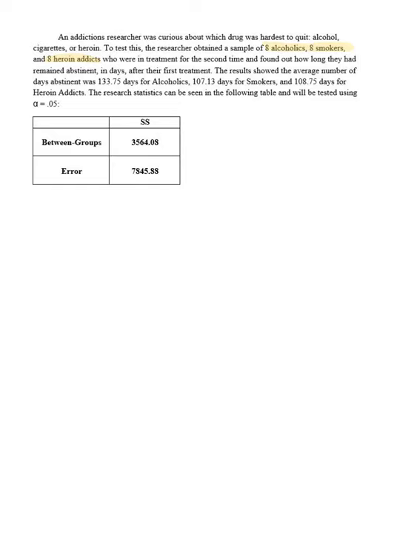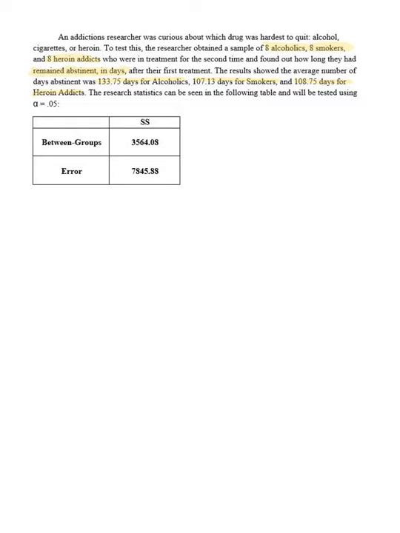Now they also give us some other important information. They were looking at how long they had remained abstinent. So that's basically our dependent variable, the number of days abstinent after their first treatment. Then they also talk about averages. The results showed the average number of days abstinent was 133.75 for alcoholics, 107.13 days for smokers, and 108.75 days for heroin addicts. So this is all information that is very important to be able to conduct the ANOVA.